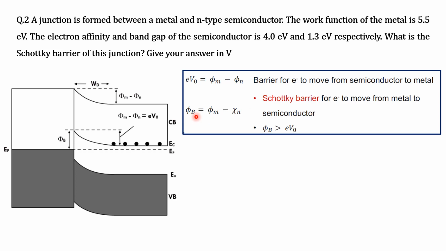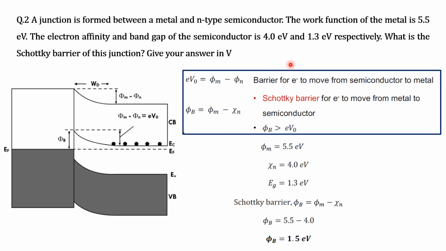And the Schottky barrier phi b is given as phi m minus psi n, and also it is to be noted that phi b is always greater than eV0. So now that you know the equation of phi b, we can solve this question using what is given to us. So here phi m is given as 5.5 and psi n is given as 4.